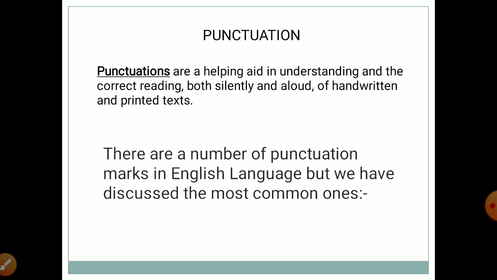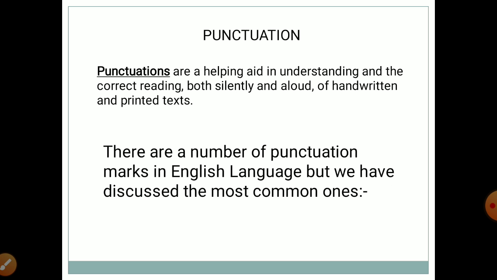Here we will do some more punctuation marks. So there are a number of punctuation marks in the English language, but we have discussed the most common ones. In this video, we will do some punctuation marks.